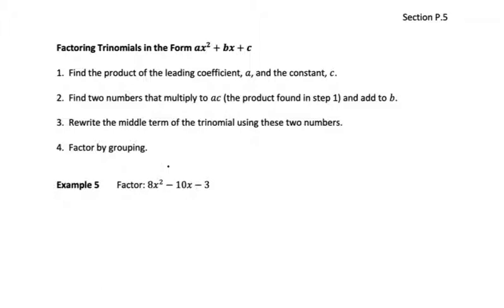And this is the process. Step 1 is to find the product of the leading coefficient a and the constant c, or in other words, multiply them together. The leading coefficient is always in front of x squared, and c is the number by itself. Step 2 is to find two numbers that multiply to ac, the number we just found, and add to b. Step 3 is to rewrite the middle term of the trinomial using these two numbers. So step 3 is sort of like a backwards combining like terms. You're breaking up the middle term into two terms that have the coefficients that we found in step 2. And then step 4 is to factor by grouping.